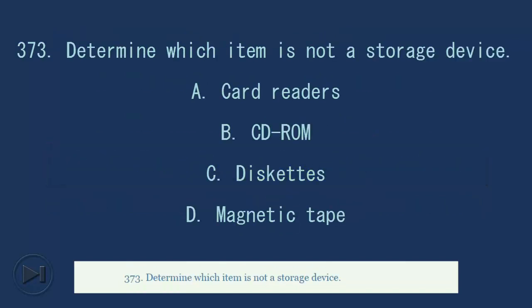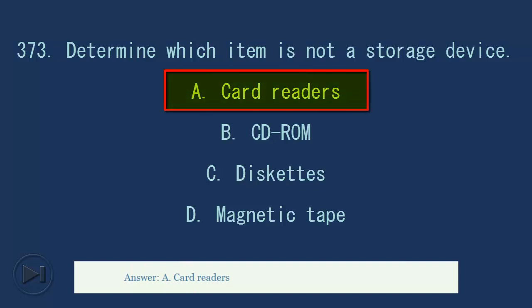373. Determine which item is not a storage device. A. Card readers. B. CD-ROM. C. Diskettes. D. Magnetic tape. Answer: A. Card readers.